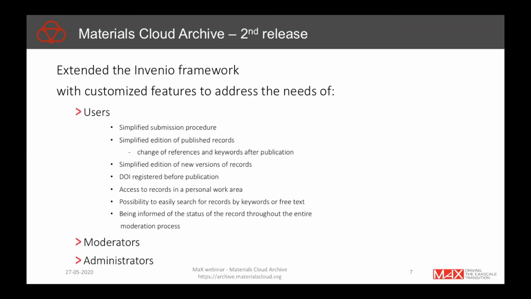The DOI is registered in the moment the record is created in the archive, so even if it's just in a status of draft. Of course, the DOI will be released only when the record is then finally published on the archive. The user can access a personal work area where he or she has access to the records uploaded, and there is a search engine behind the Invenio framework that allows to easily search for keywords or free text.